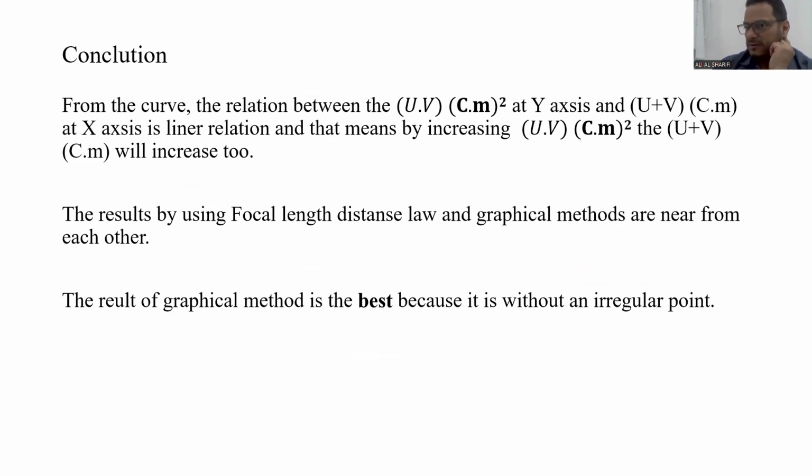The relation between u multiply v and u plus v is a linear relation, and all of these results from the law and from the graphical side are near each other.